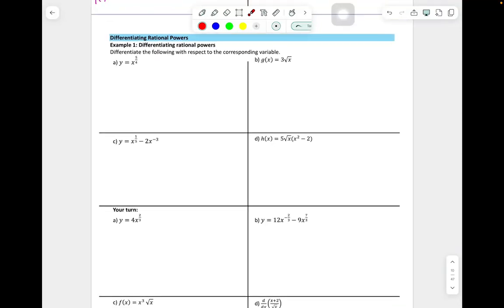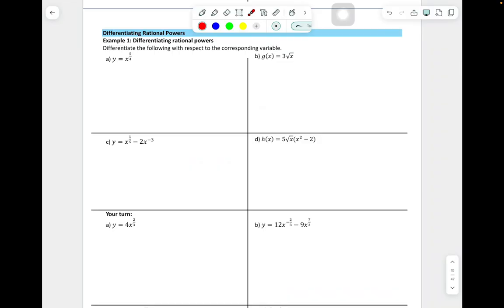In this video, we are going to be looking at differentiating rational powers. In our previous video, we looked at differentiating negative powers. So rational powers are essentially surds or powers with fractions as the power.